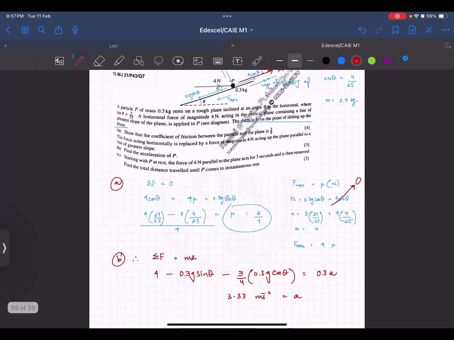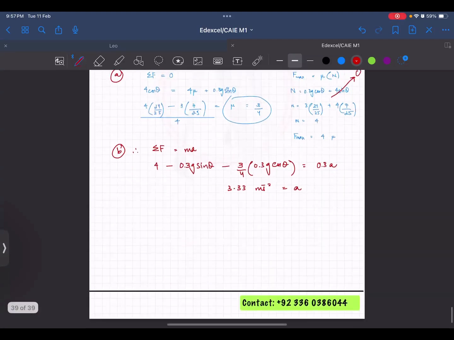Starting with P at rest. Initially, the velocity is 0. The force of 4 Newton parallel to the plane acts for 3 seconds and is then removed. Find the total distance traveled until P comes to instantaneous rest.